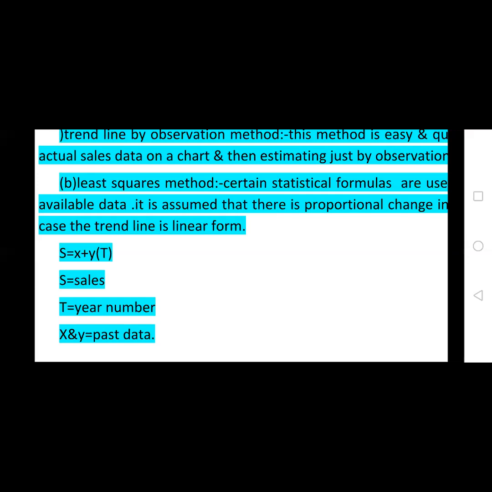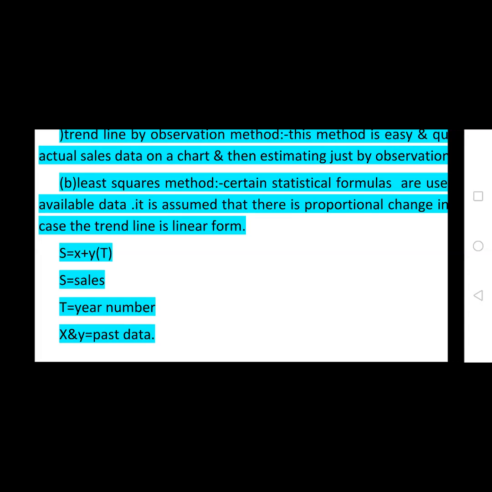The second method in the trend projection method is the least squares method. Certain statistical formulas are used. With the help of available data, it is assumed that there is a proportional change in case the trend line is linear. This is the least squares method. Certain statistical formulas are used on the past data in the files of a company.